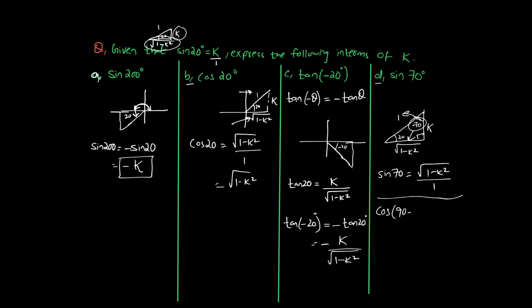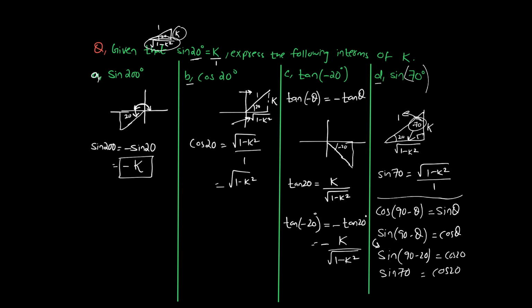Another way to look at it was, do you remember this? Cos 90 minus theta is equal to sin theta, or sin 90 minus theta was equal to cos theta. So if you have sin 70, okay, your theta is 20, right? So if you place theta as 20, sin 90 minus 20 is equals to cos 20. Okay, so sin 70 has the same value as cos 20, and cos 20 value was square root 1 minus k square.